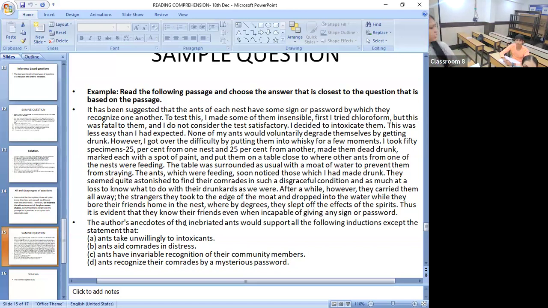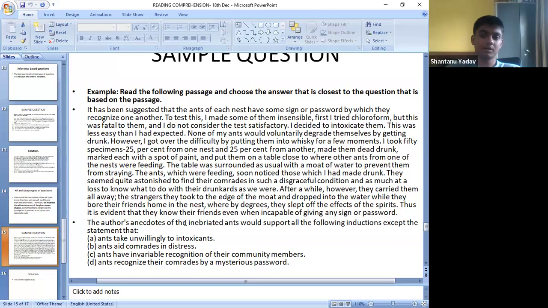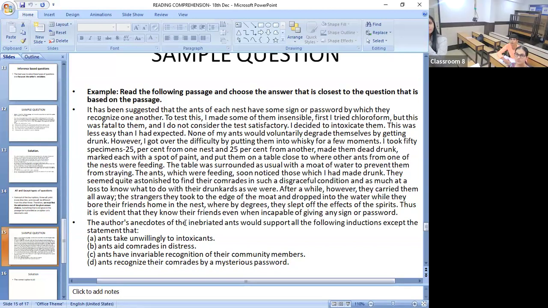Where is A? Let's find out A. Can we find A in the passage? Ma'am, third line. None of my ants would voluntarily degrade themselves by getting drunk. Would voluntarily degrade, so obviously unwilling to intoxicants. Write down elimination. So we are eliminating A.